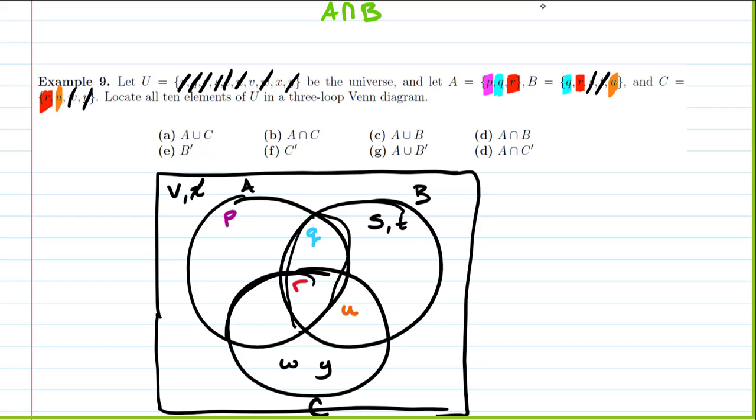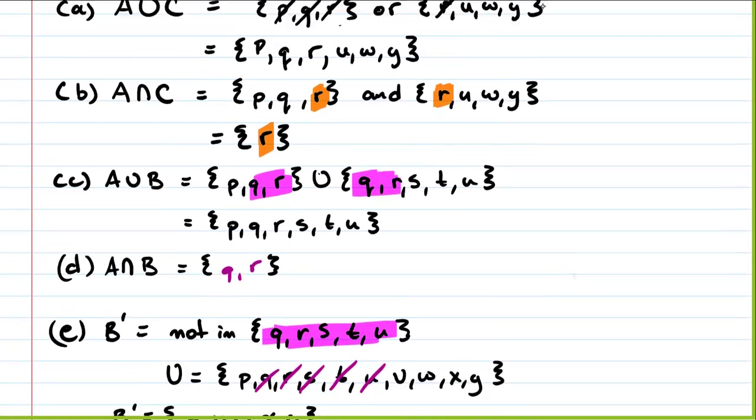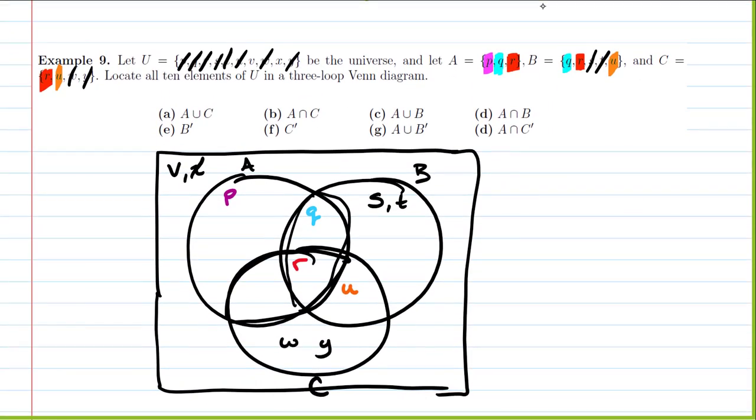That would be this part right here. So what's the only thing that's in A and C? R. It doesn't matter that it's in B. We didn't ask about B, right? If we just asked if it's in A and C, the fact that it's in B is not important, right?